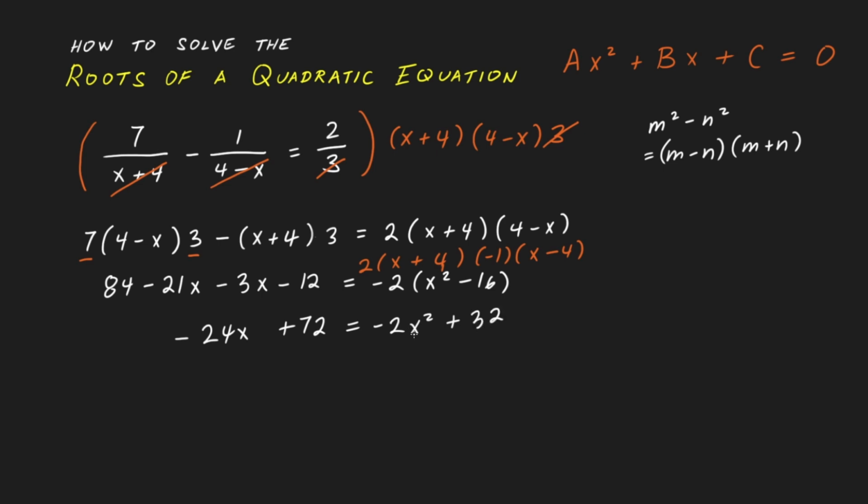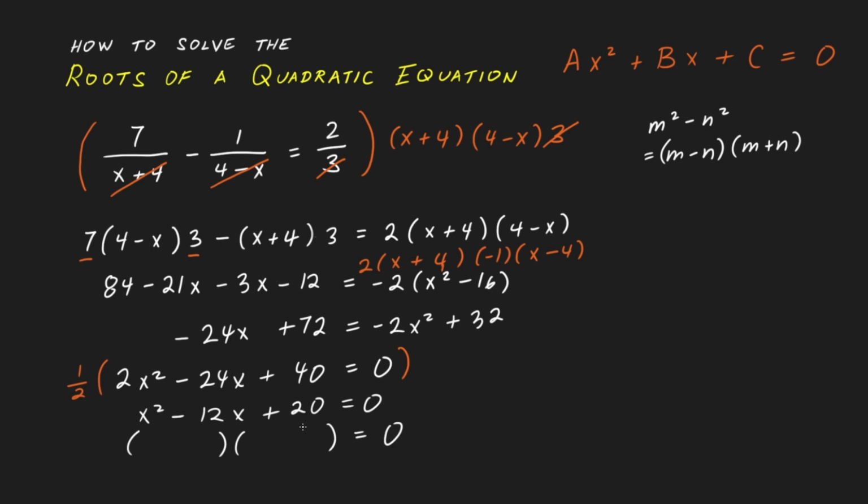All right. And then we move the 2x squared and 32 to the other side. So we're going to get this. I'm going to put here 2x squared minus 24x. And 72 minus 32, we get 40. But we can also factor out a 2, or divide by 2. So what are we going to get? x squared minus 12x plus 20 is equal to 0. And there we go. So now we can just easily factor that out.